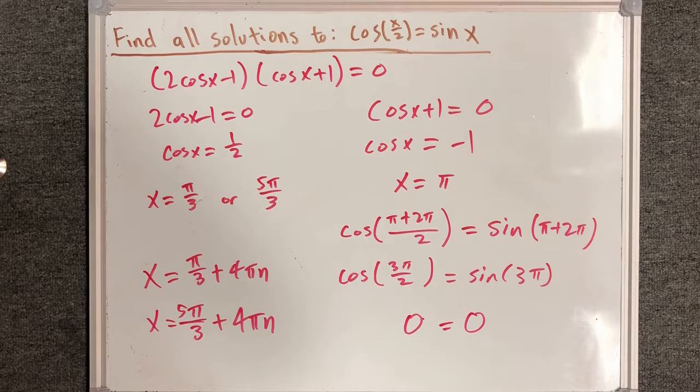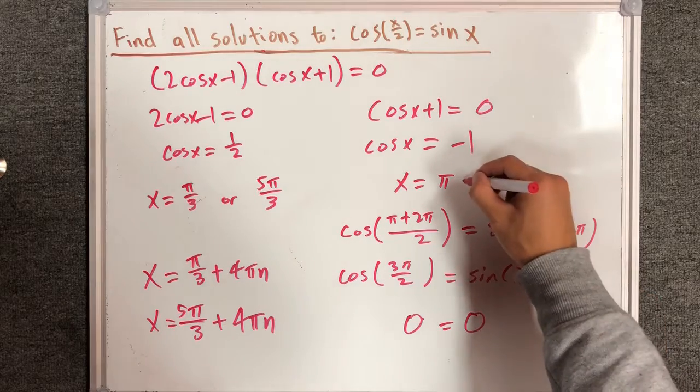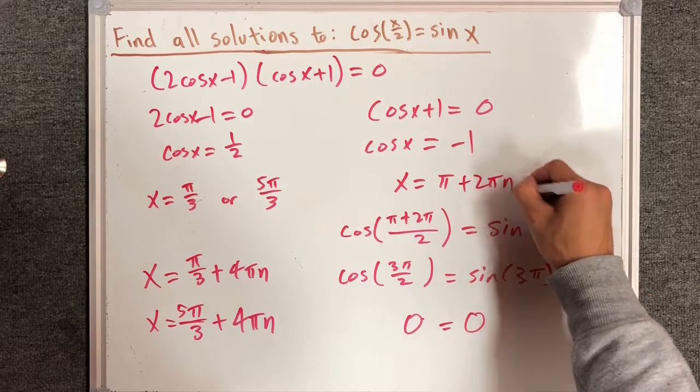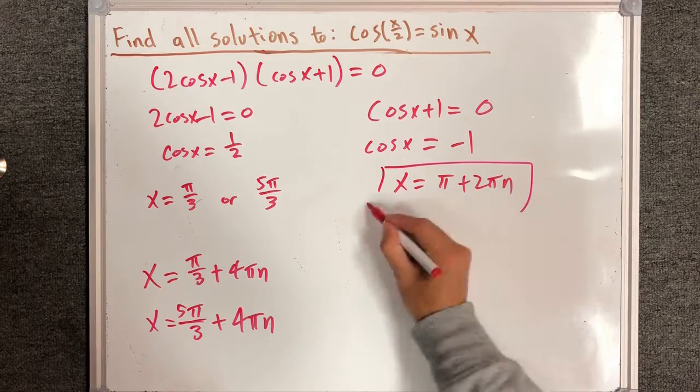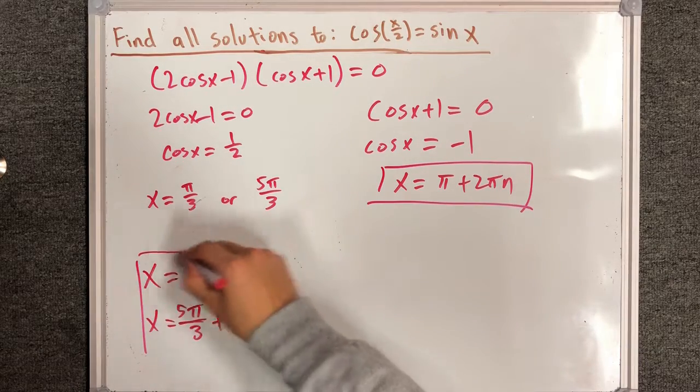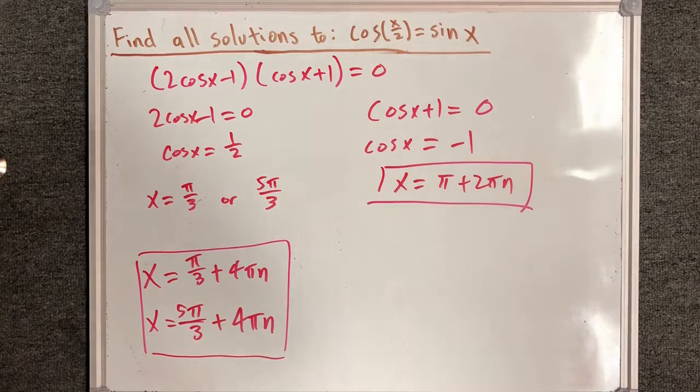In this case, there weren't any issues because cosine came out to be 0. And before, we got that one was a negative version, one was a positive version. But since both sides are 0, it does not matter. So here we can safely put plus 2 pi n as our solution. So in general, we have this solution and these two solutions.